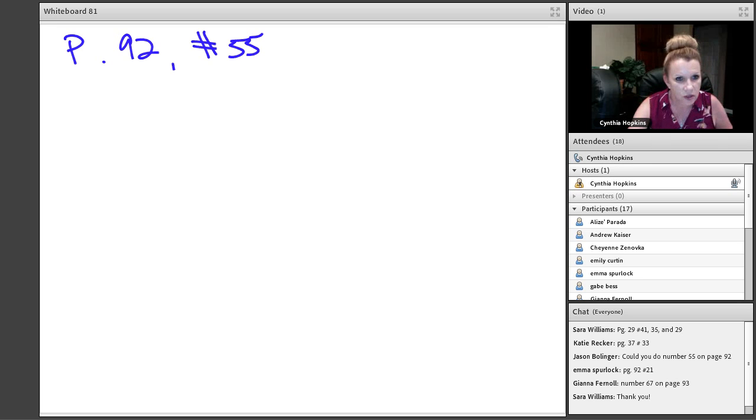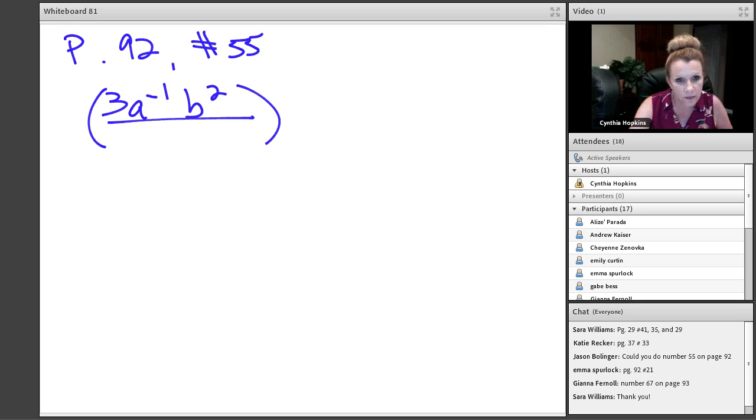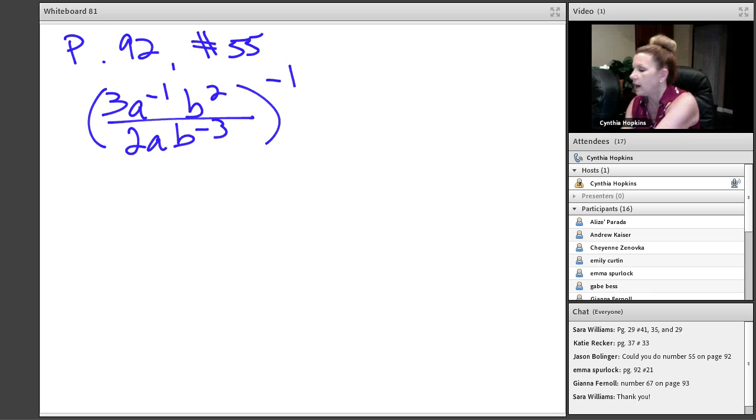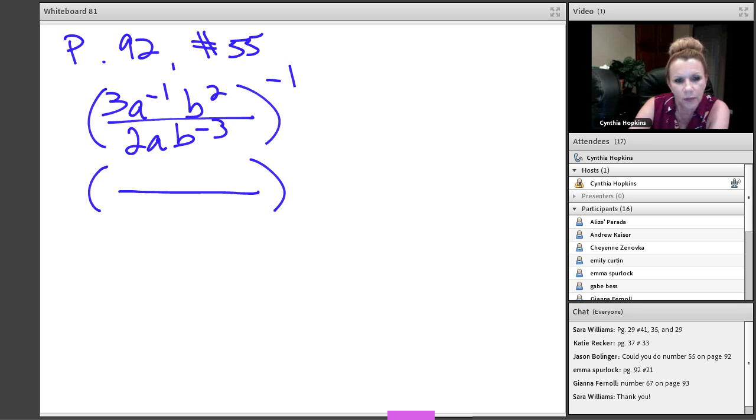Okay, very similar to the problems we were just doing. So in the parentheses, we have a fraction, 3a to the negative 1 b squared over 2a b to the negative 3, and then the whole quantity is raised to the negative 1 power. Okay, I think I'm going to start inside the parentheses, not necessarily the order you have to go. Like you could deal with that negative 1 exponent first if you wanted. I kind of prefer to deal with what's within the parentheses and simplify my fraction first, and then I'll worry about that outside exponent. So I'm going to write my negative 1 on the outside so I don't forget about it.